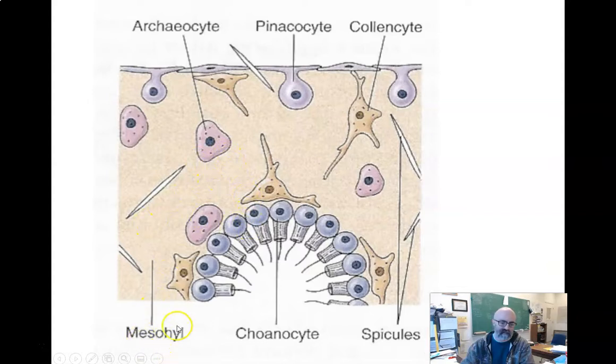Mesohyl. This is basically a collagen-type matrix that is secreted by the animal, and when you see a sponge at an art store or something, that's really what you're looking at, this mesohyl. Spicules are embedded in the mesohyl, and they're there for both support and protection.